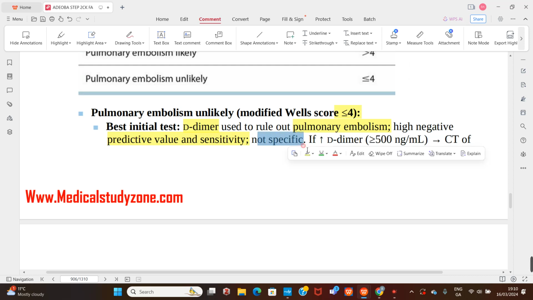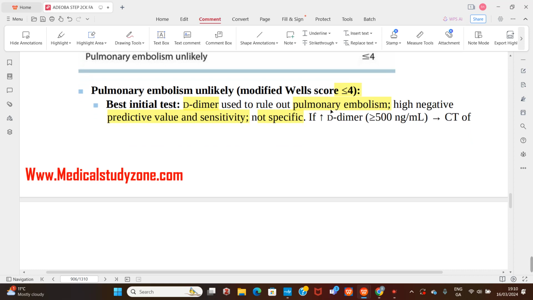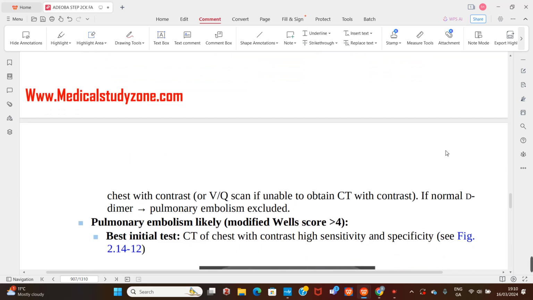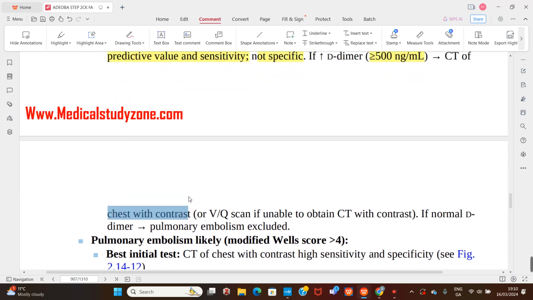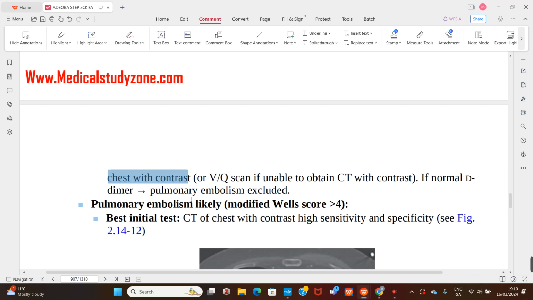But it's not specific because there are so many things that can cause elevated D-dimer that is not PE. Someone can be pregnant, someone can have malignancy, and the person will have elevated D-dimer and they don't have PE. So it's not specific. But once you get a value more than or equal to 500, then you need to go on with your investigation by doing a CT angiography of the chest with contrast, to look at that chest.